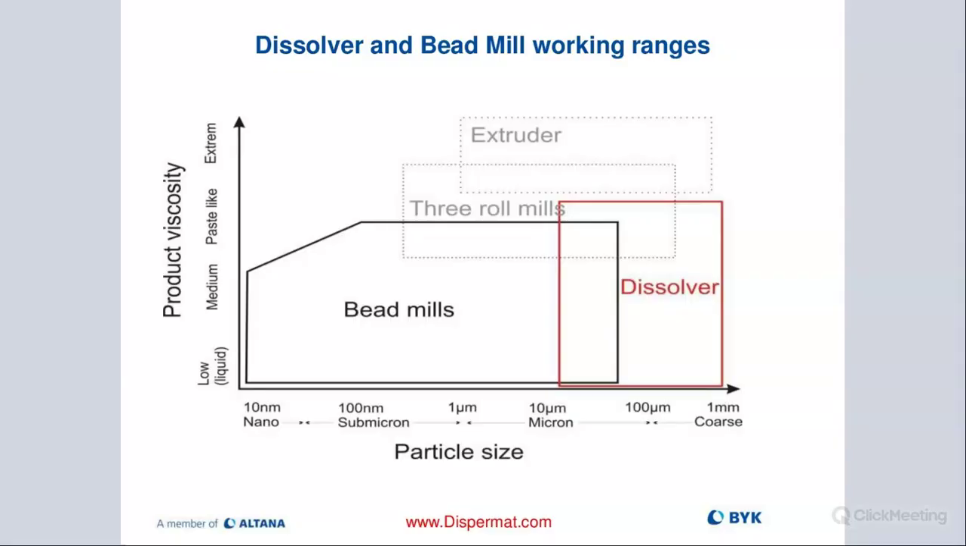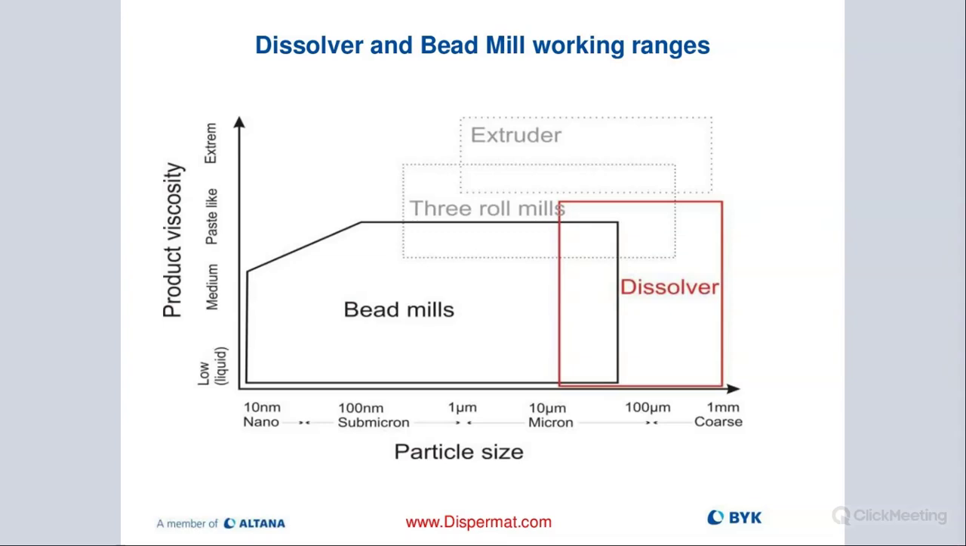Here you can see in this slide the cutoff. The dissolver is used as a first step to de-agglomerate. The rule of thumb is about 10 to 30 microns of particle size, depending on the formulation, that we're able to get to with the dissolver. If we want to go below 10 microns, that's the point when we would start the milling process.